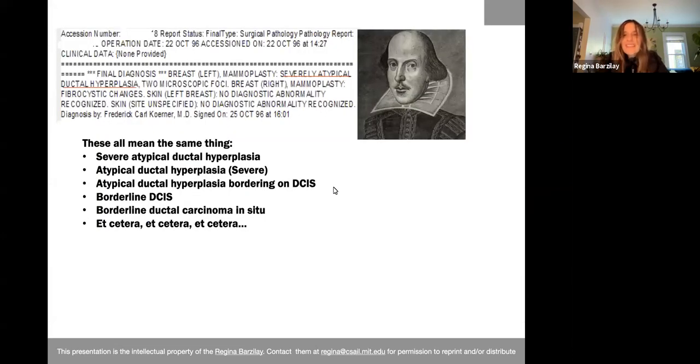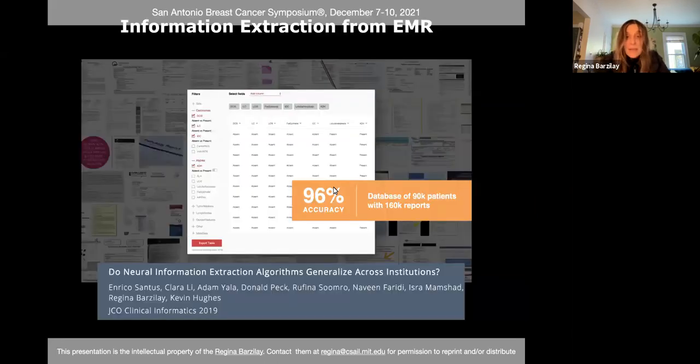Before machine learning, several people in here have a slide from Kevin Hughes that demonstrates it's actually not trivial to extract this information even from a pathology report, because there are many different ways our pathologists, like Shakespeare, can use to say exactly the same diagnosis. So we cannot just write the patterns.